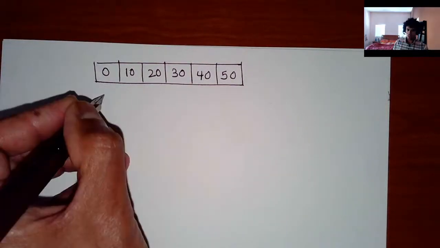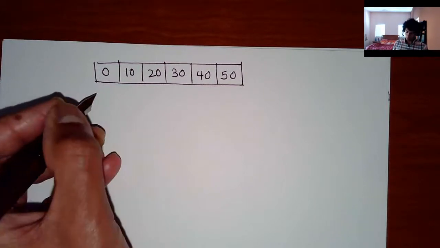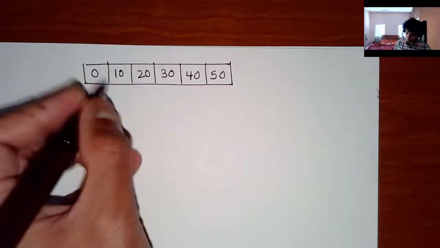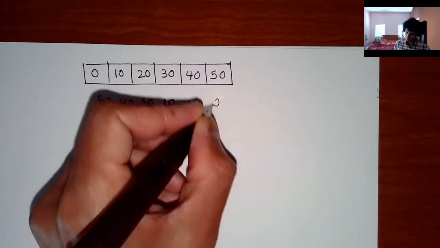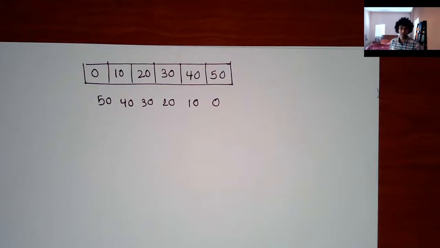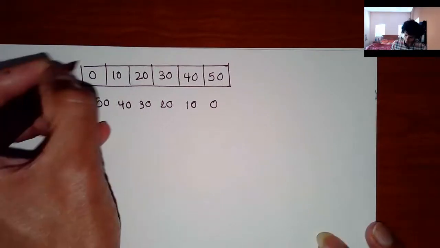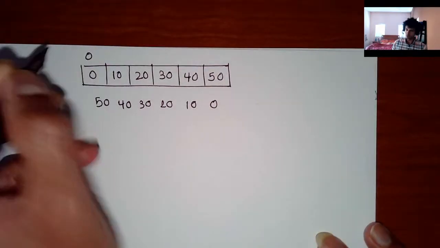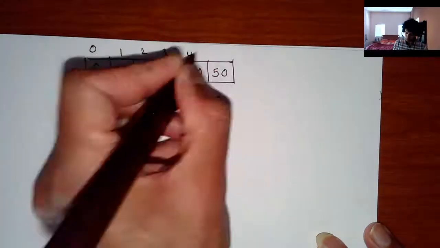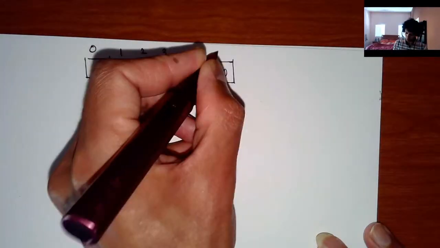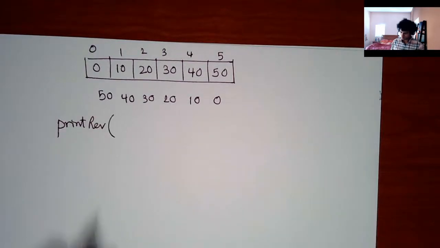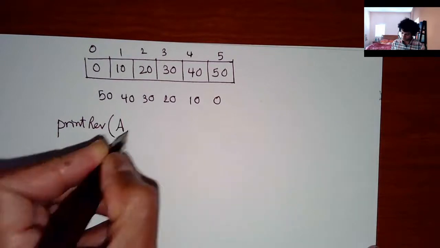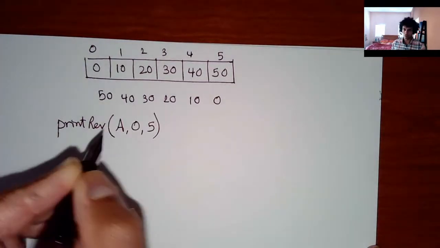So what do you want the output to be? The output should print 50, 40, 30, 20, 10, and then 0. So let's go ahead and see if this prints. This is index 0, index 1, index 2, index 3, index 4, index 5. The first call is going to be print reverse. I'm just going to call it print rev, just to reduce the amount of ink being spent. Initially you're going to call print reverse 0, 5.